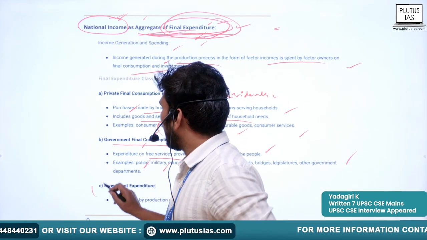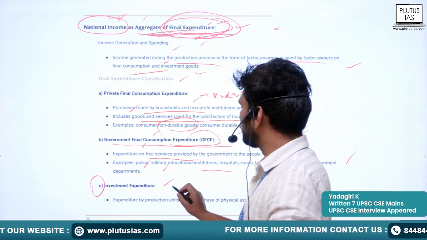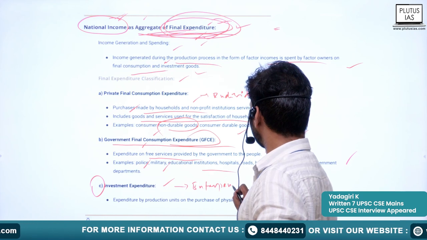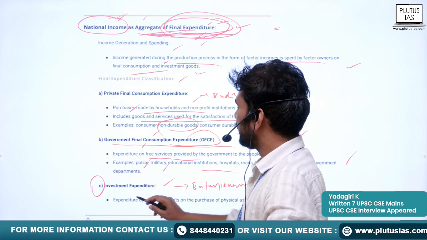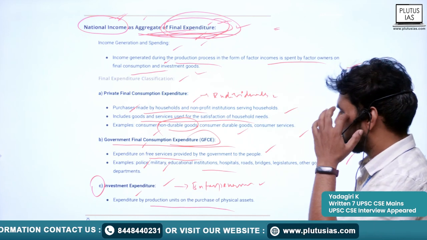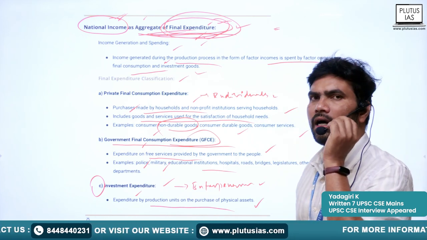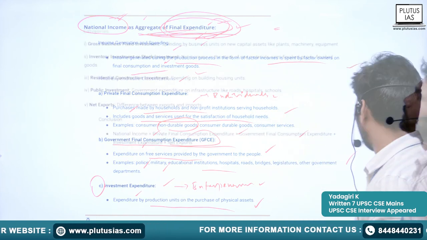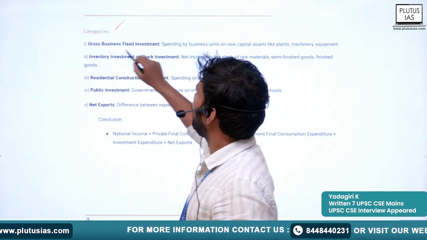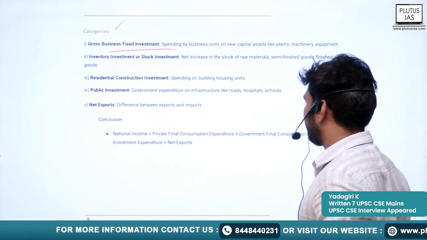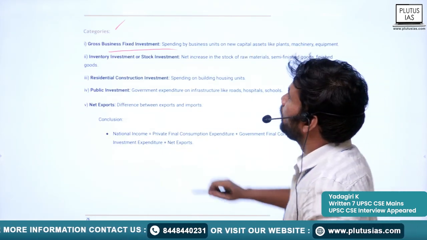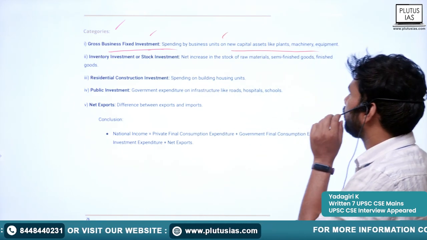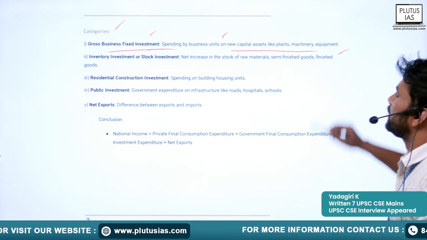Third category is investment expenditure. It is made by the entrepreneurs. Right. So expenditure by production units on the purchase of physical assets, which can further be used in the production process. So the categories in the investment expenditure: first, gross business fixed investment, which is spending by business units on new capital assets like plants, machinery, etc.